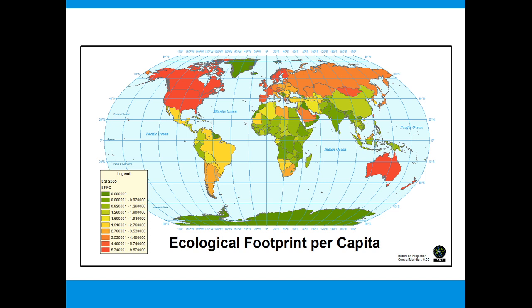So per capita, this just shows you here, Australia is pretty high up there. The United States and Canada, there obviously are areas where they're doing great. You know, Antarctica, hey, what a good job. Nobody lives there, but it's nice and green.